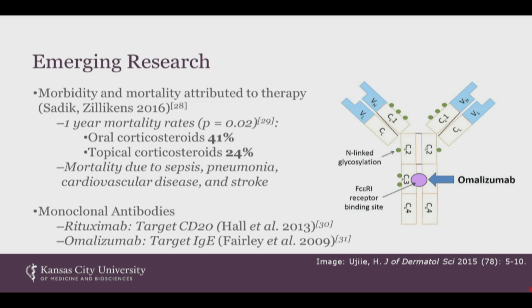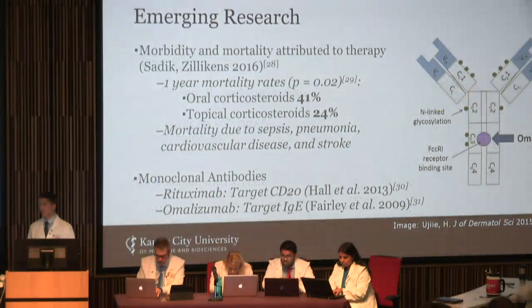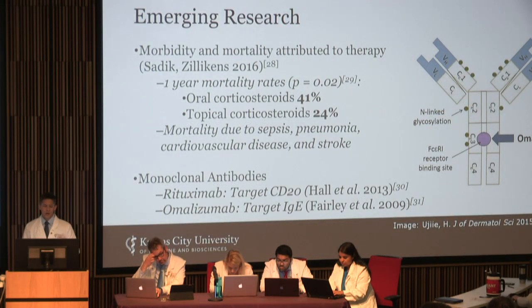They also highlighted a former study in which the one-year mortality rates of oral corticosteroids were compared with that of topical corticosteroids. Those patients using an oral corticosteroid regimen had a one-year mortality rate of 41%. By comparison, those on a topical corticosteroid regimen, such as clobetasol, which we prescribed, had a one-year mortality rate of 24%, and this was found to be statistically significant.